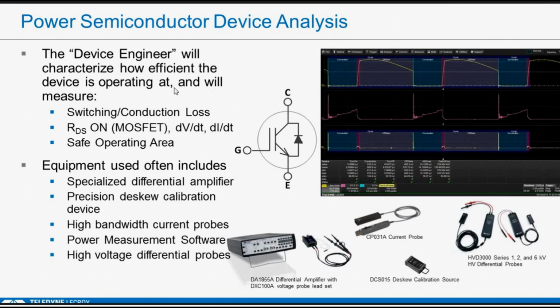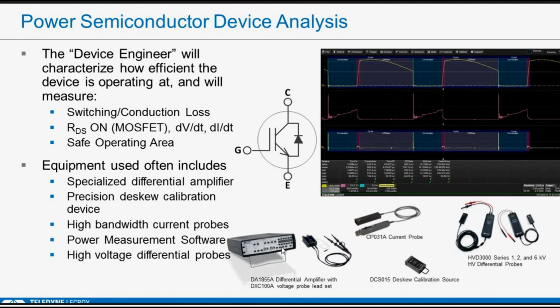But device engineers usually want to understand how efficient their devices are for switching and conduction loss, and they want to calculate an RDS on, if it's a MOSFET. Maybe look at dV/dt, dI/dt, and understand safe operating area. So they'll use typically a scope, 12 bits better than 8-bit resolution, and they'll use some of these other pieces of equipment as well.